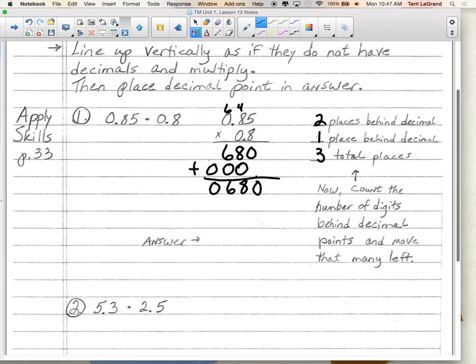So it says now count the number of digits behind the decimal points and move that many to the left. This is just in our notes. You don't have to do this every time in your homework, okay? This is 1 place, 2 place, 3 place. Where would our decimal point go? Right before that 6. Right before that 6.